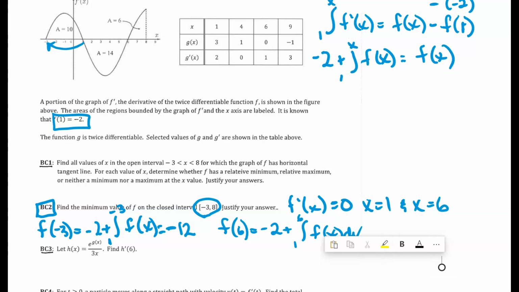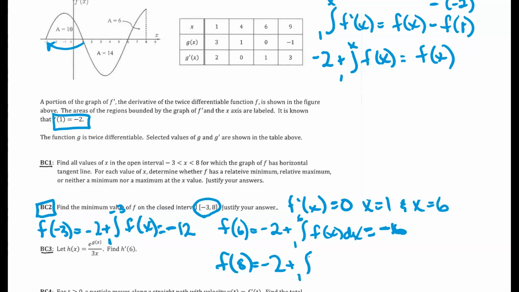Now I can see that from 6 to 8, I'm actually accumulating positive. What did we say this was? -16. So I know it's not going to be the answer, but honestly, I'm going to just commit and finish this. So f of 8 is negative 2 plus the integral from 1 to 8 of f of x. So I've got negative 2 minus 14 plus 6. Okay? And so negative 16 plus 6 is negative 10, and our min is this value of negative 16.